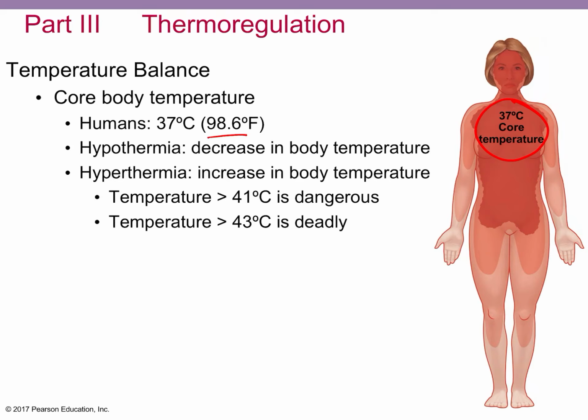The term for a decrease in body temperature is called hypothermia. The term for increased body temperature is called hyperthermia. Any temperature above 41 degrees Celsius is very dangerous, and temperatures above 43 degrees Celsius are deadly. So it's really important that we keep our body temperatures within a certain range for normal physiological function.